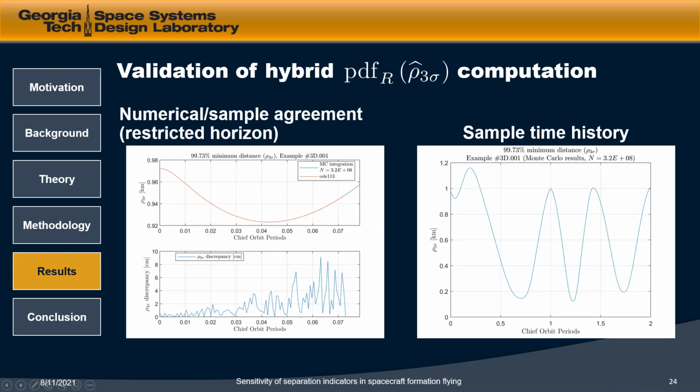First, although we won't spend very much time on this, we do find that there is reasonable agreement between the numerical and sample estimates of ρ3σ, at least within a limited time horizon. We use several arguments to conclude that the sample estimate of ρ3σ should be interpreted as an acceptable estimate of the true value over the entire propagation horizon of two orbit periods. Some of the reasons include Monte Carlo convergence guarantees, second-order effects, and completeness of continuous and bounded function spaces. This validates the hybrid approach to ρ3σ computation. For more details, please refer to the paper.